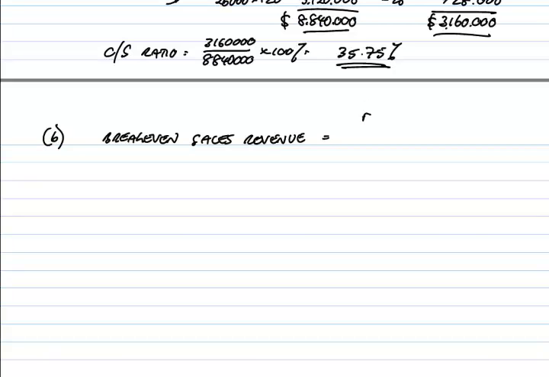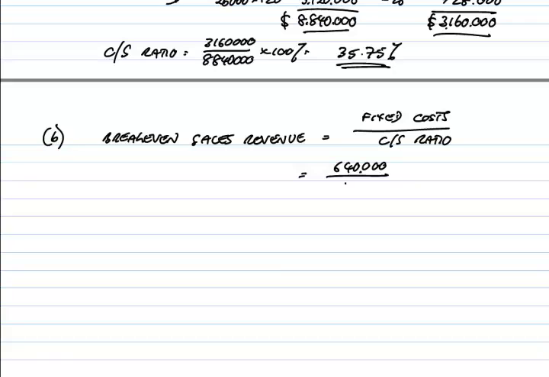It's equal to the fixed costs divided by the CS ratio. And you get 1, maybe 2 marks just for having written that down. But sticking the figures in isn't difficult. The fixed cost is 640,000.